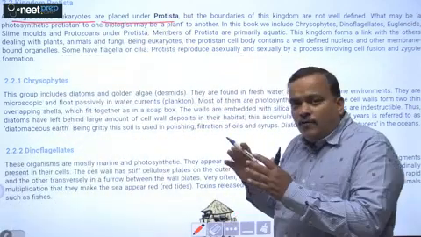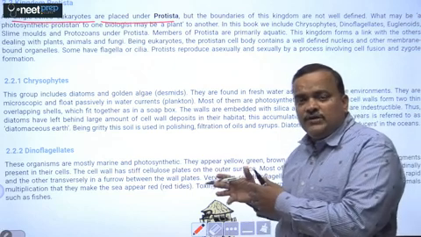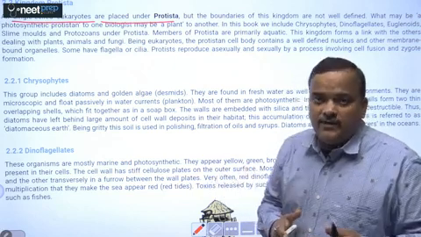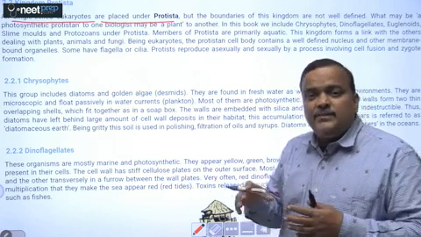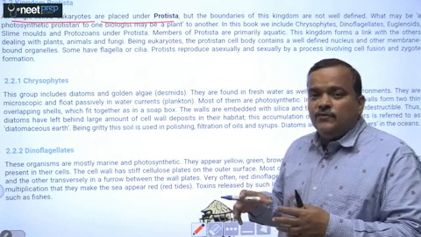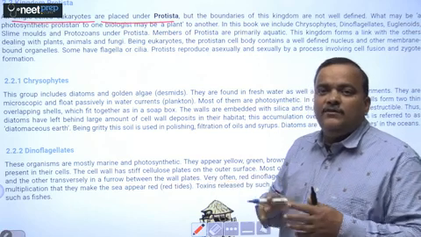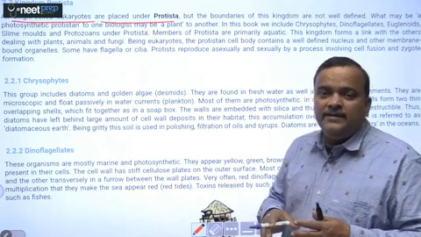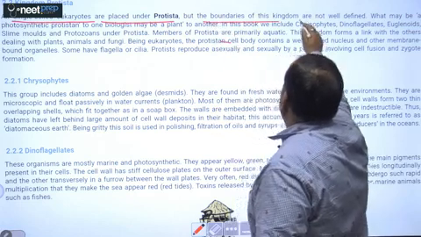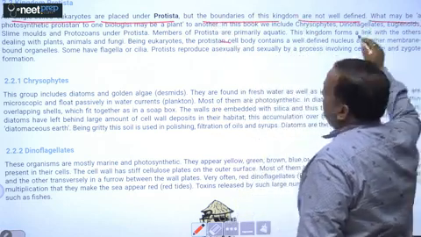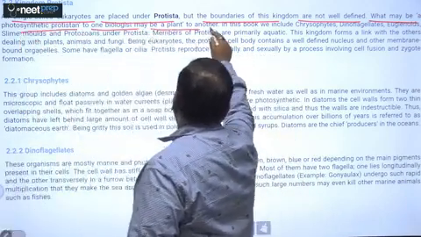Now, the boundary of this kingdom is not well defined. What may be a photosynthetic protist for one biologist can be a plant for another biologist. For example, Chlamydomonas and Chlorella are green algae. As they can prepare their own food and they are photosynthetic, most of the biologists place them in kingdom Plantae under algae. But because they are unicellular and eukaryote, they are placed in kingdom Protista. So the boundaries of this kingdom are not well defined.